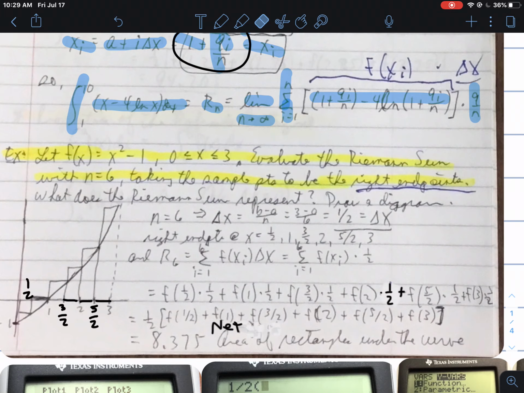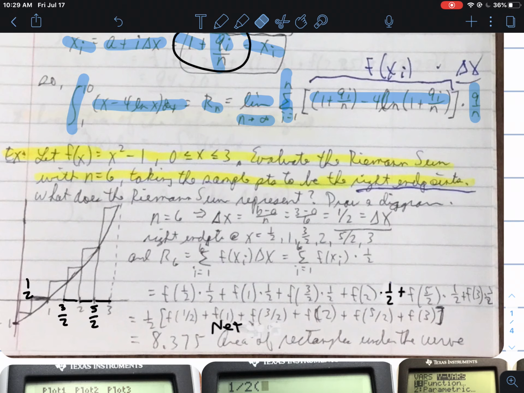All right, so here's what I've got. I've got the function f of x equals x squared minus 1, and I'm looking at that function over the interval from 0 to 3. We're going to evaluate the Riemann sum with n equal to 6, so that's our number of subintervals, taking the sample points to be the right endpoints of those subintervals. We said we can use any x value in each subinterval to calculate the height of our rectangle. In this case, we're going to use the right endpoints as our sample points. And then we'll answer the question, what does the Riemann sum represent?